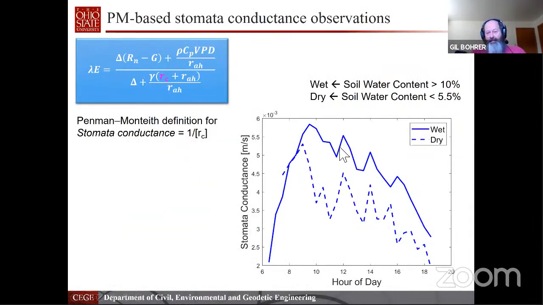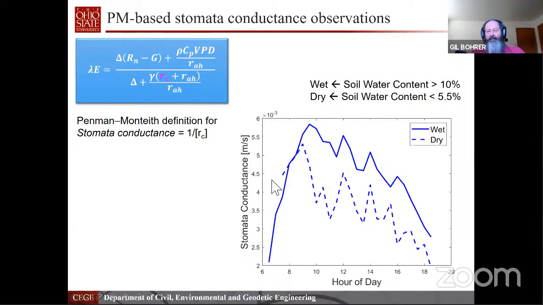Now, we can see that soil moisture on average does affect stomata conductance. So this is the hour of day, and this is stomata conductance in wet day versus dry day. But in the morning, it's more or less the same. It's just a more complicated dynamic issue than a simple linear control of stomata conductance.